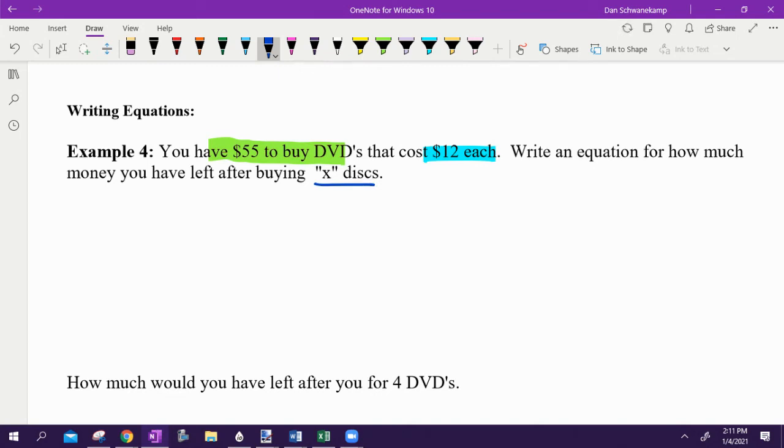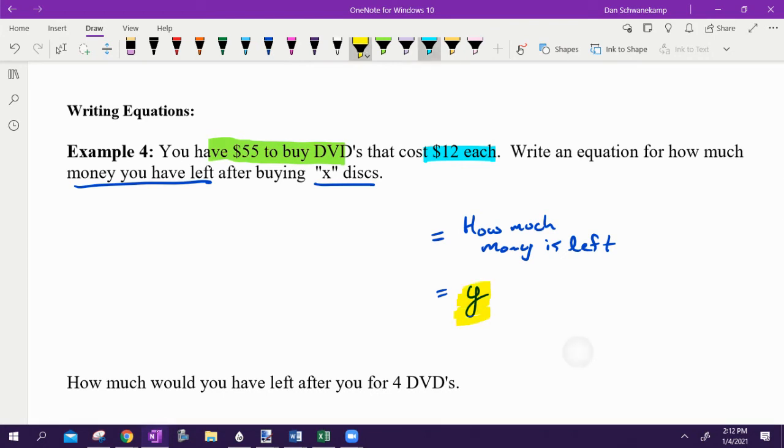All right. So how much money we have left. It's going to be equal to how much money is left. That's what I'm going to make this equal to. We could give it a letter. We could call it y if we wanted to. We could call it whatever we wanted. I don't know what that is. I don't want to call it x because x represents discs here. I just gave it a letter. So I said y.